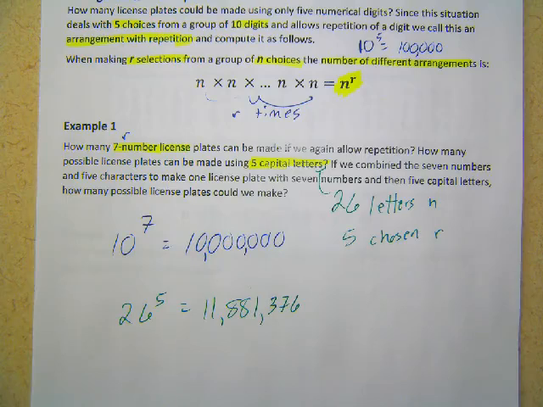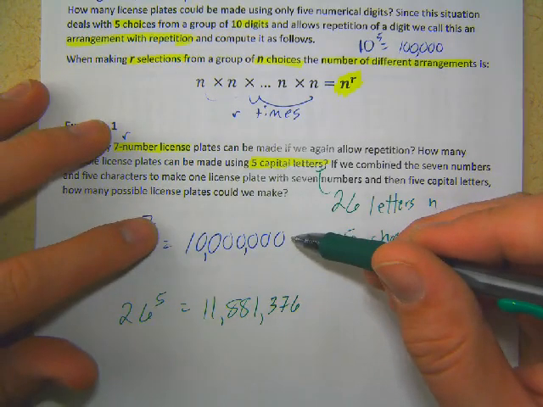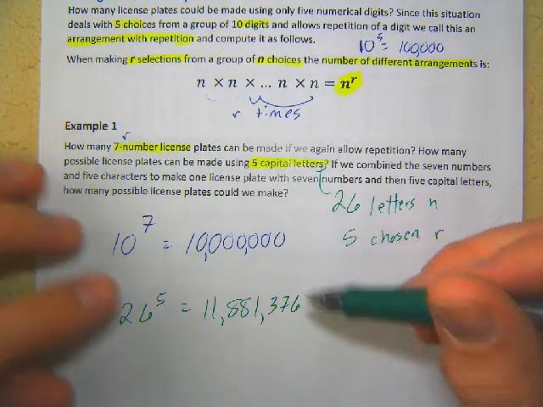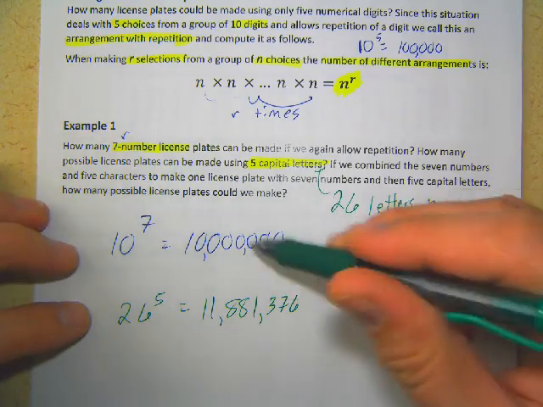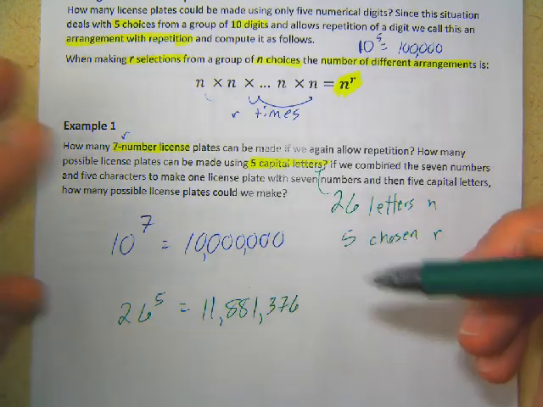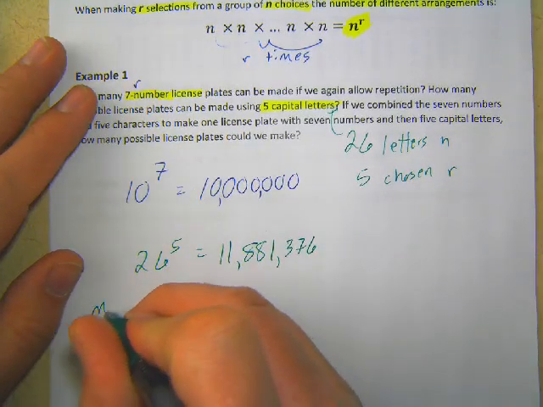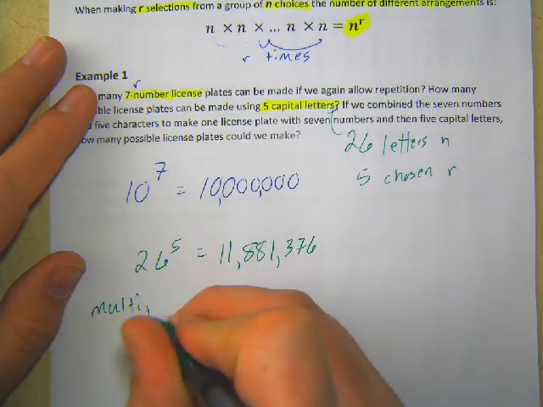If we instead combine these 7 numbers and 5 letters, so instead of just doing the 7 numbers or the 5 letters, let's put it all together. So we're going to have a license plate that has the 7 numbers and then the 5 letters in that order. How many possible combinations could we make? Well, since we have 10 million choices for those first 7 numbers and almost 12 million for the next ones, remember that if we know the number of choices for each part, we can use the multiplication principle, and we can just multiply those together to get the answer.